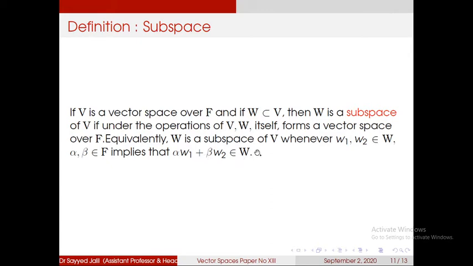So this is a very simple test to check whether W is a subspace of V or not. We have to consider two elements of W and two scalars, and check whether this linear combination, that is alpha W1 plus beta W2, is again a member of W or not. If it holds, then W is a subspace of V.